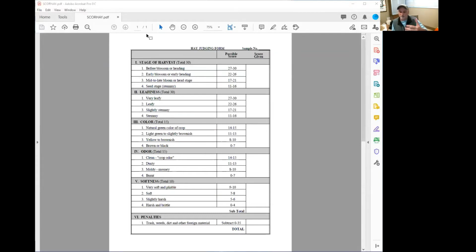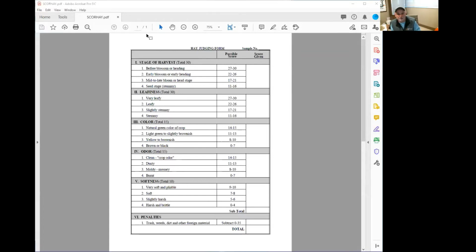Is it before heading or blossom? Is it kind of early heading? Is it kind of mid to late bloom if it's legume, or if a grass is a mid to late head stage, or is it in the seed stage, meaning it's really, really stemmy? So that's the first category that we look at, and you can see the different points that we assign there.